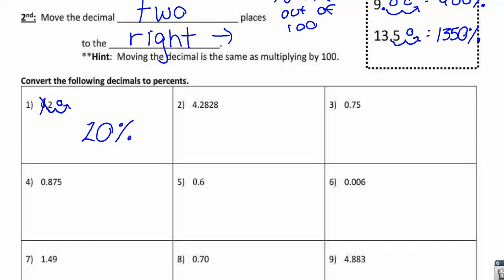And let's do number 2 together. Move it 2 to the right, especially if it's written there already. 1, 2. My new percent is going to be 428.28%.